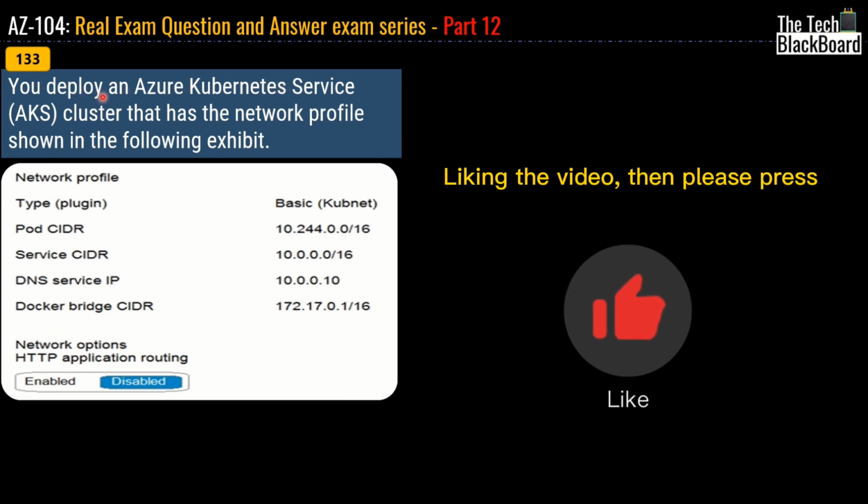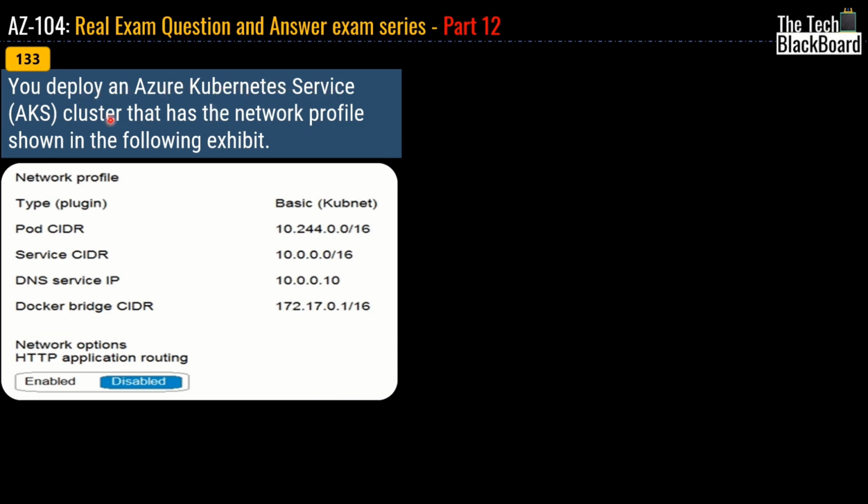The question says that you deploy an Azure Kubernetes Service cluster that has a network profile shown in the following exhibit. You can see here that we have a pod CIDR, and it is given in CIDR notation. You can see it's 10.244.0.0/16. Similarly, we are given the service CIDR, DNS service IP, and then Docker bridge CIDR.